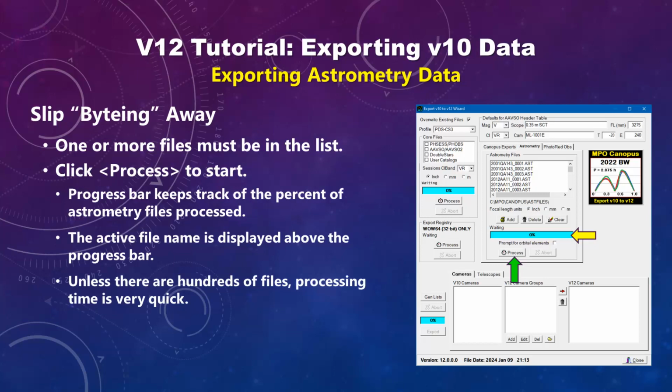Click the Process button in the Astrometry Files group box. The progress bar in the box keeps track of the percentage of files that have been processed, while the message caption just above the bar shows the name of the file being processed. Click the Abort button if you want to stop the export before all files have been processed.